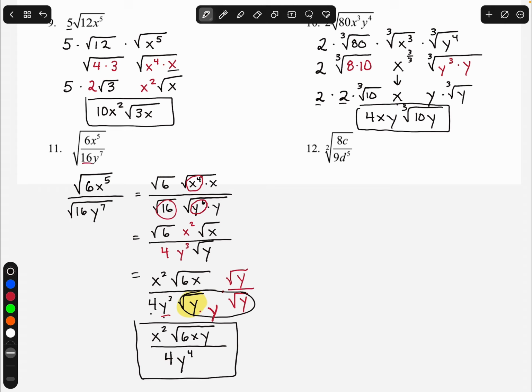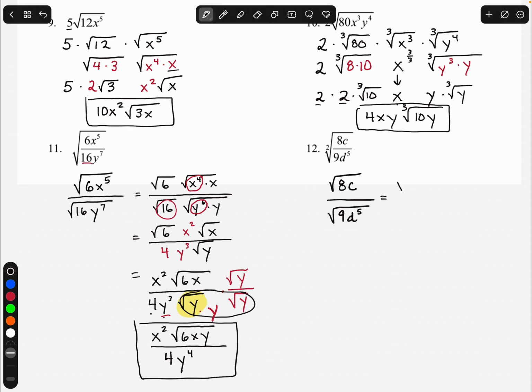All right, last one for this video, number 12. We have the square root of 8c over 9d to the fifth. So same kind of thing can happen here. If you want to take it and simplify it first, you can, or if you want to try to rationalize first, you can do that too. I'm going to take it and split it as the square root of 8c over the square root of 9d to the fifth.